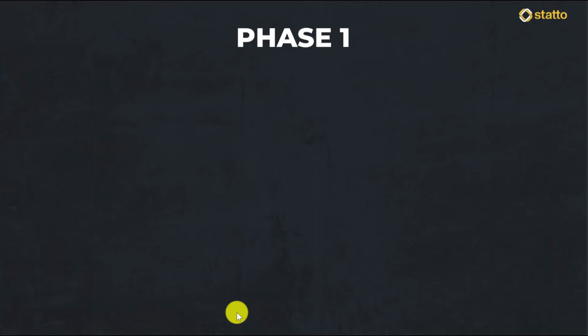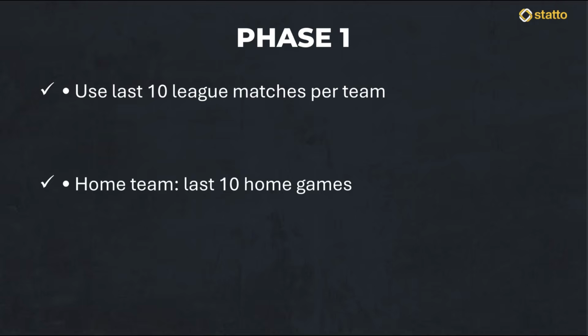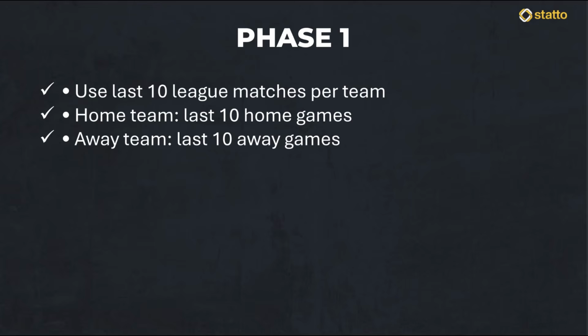That leads us neatly to phase 1, which is what I call the rolling form window. This is the absolute foundation of the entire system because before we can predict anything, we have to build a stable and reliable database that reflects the actual reality on the pitch.